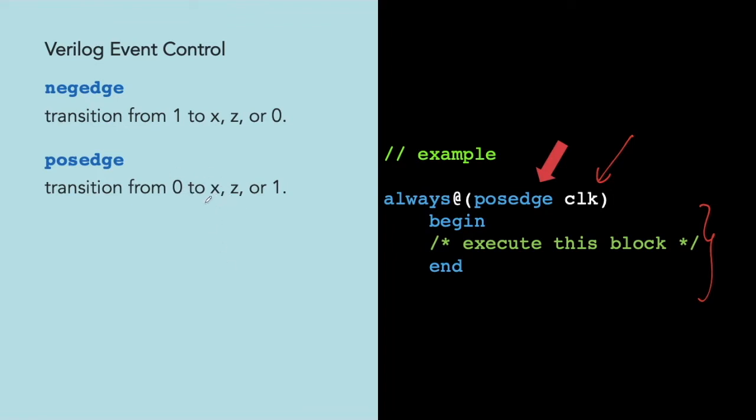X means don't care, or 0 to z. Z means high impedance. And also, negedge means transition from 1 to 0 or 1 to a don't care. Negedge can also mean a transition from 1 to a high impedance.